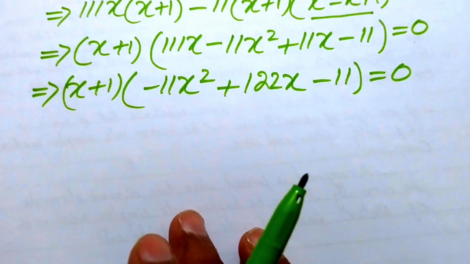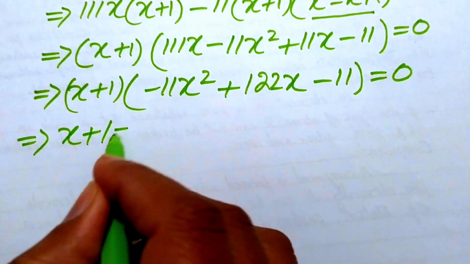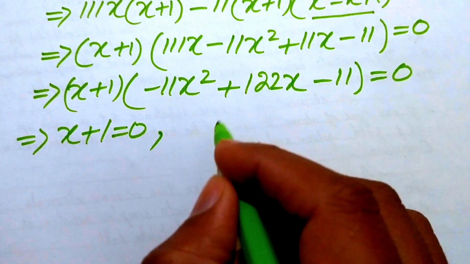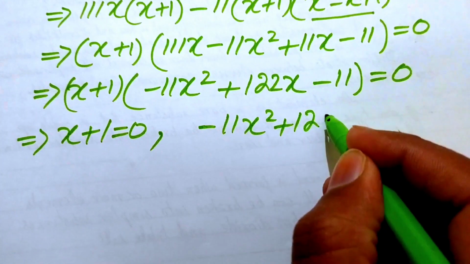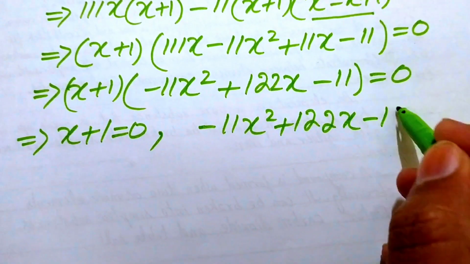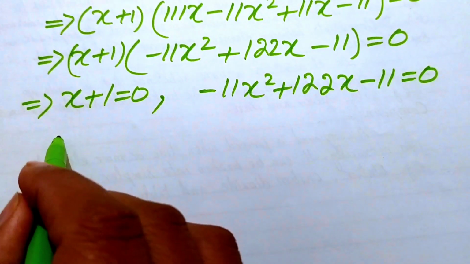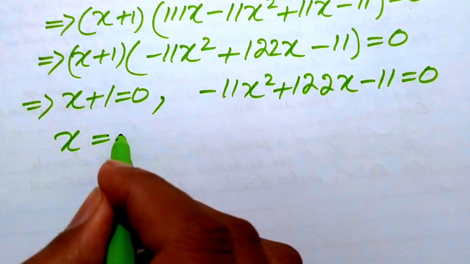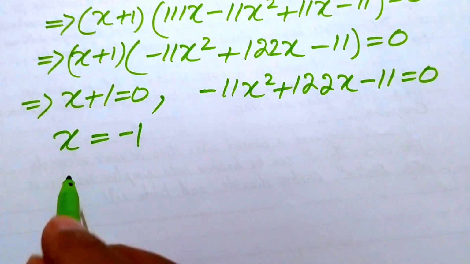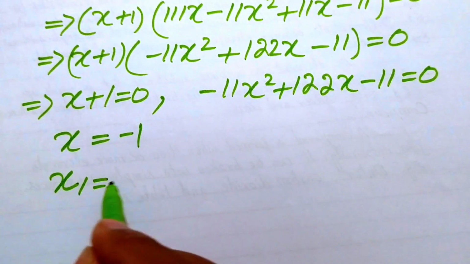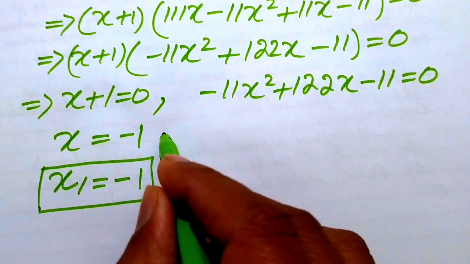So we divide this part in two cases. Our first case is we write x plus 1 equal to 0, and the second case is we write minus 11x square plus 122x minus 11 equals 0. So in the first case, you get the value of x equals minus 1 after moving this plus 1 to the right hand side. So this is our first root and we call it x1 equals minus 1. So this is the first root of the given equation.